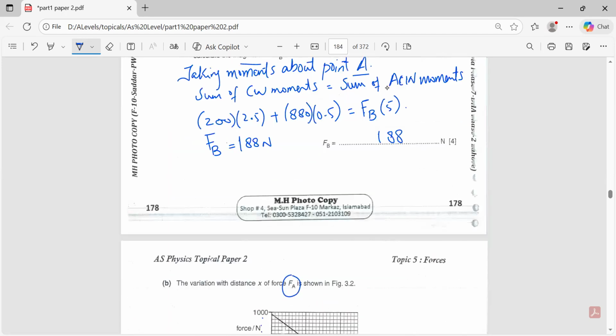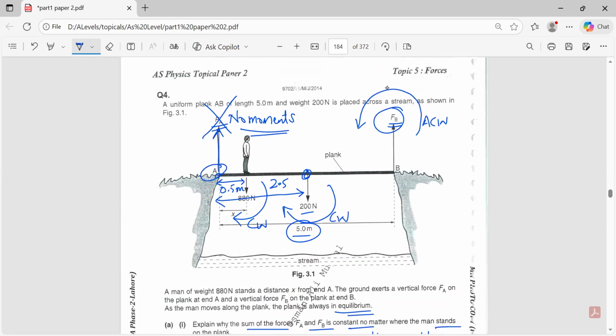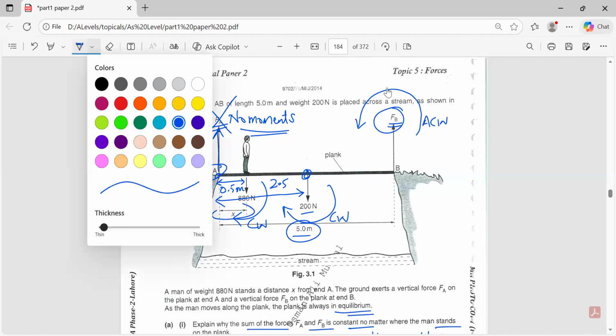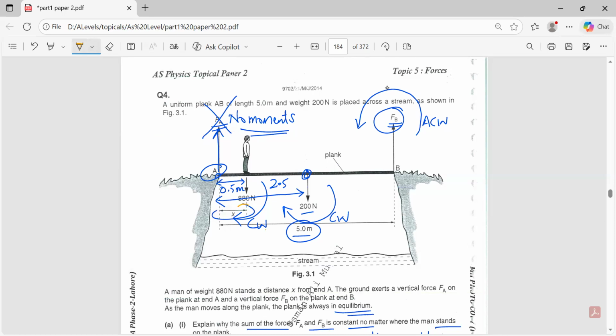So let's just recall this diagram. It means that x is increasing. What is x? X is this much distance. Let me change the color. What is x over here? The x is this distance. So it says as x is increasing, the force FA decreases. This force is getting down. This force is decreasing. So as we are moving onward, what will happen to force B?